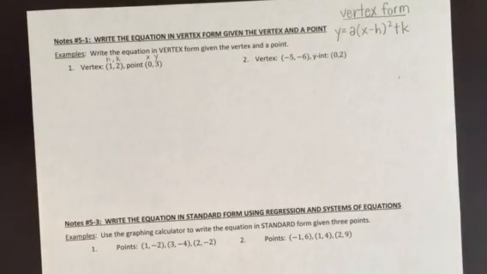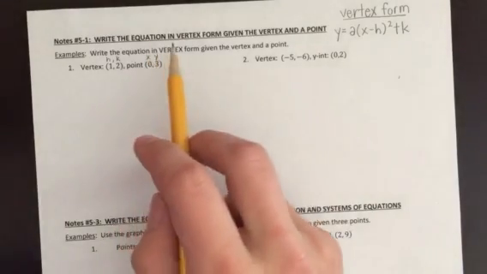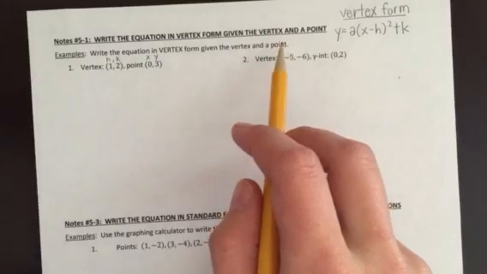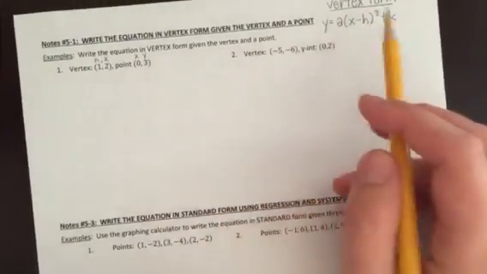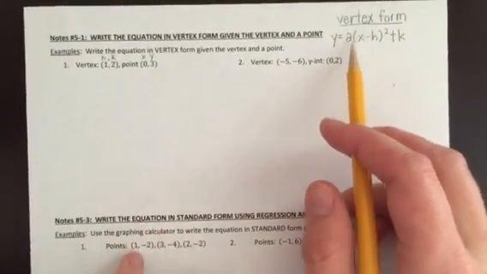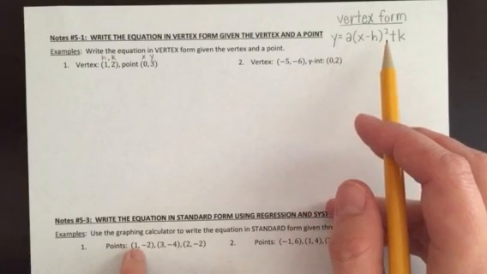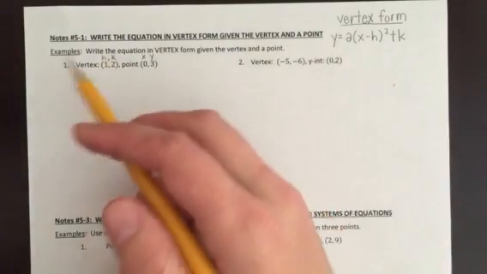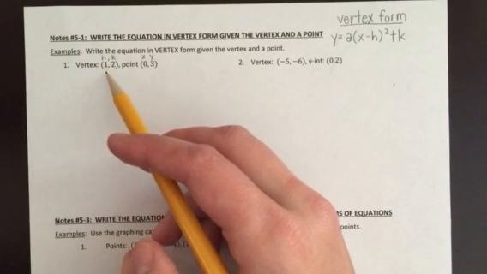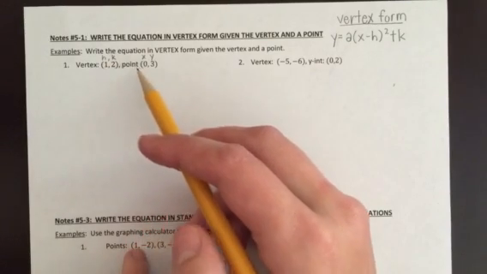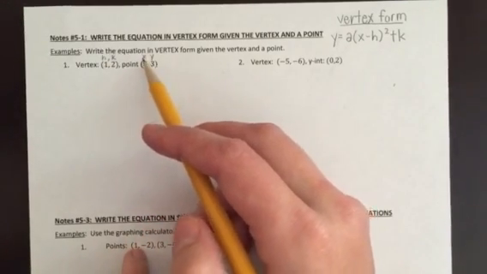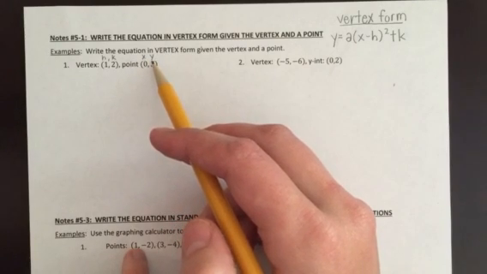Today we're looking at notes 5-1. Write the equation in vertex form given the vertex and a point. So I want you to recall that this is the vertex form of a quadratic function. Okay, and if we are given a vertex, which is h and k, and a point, we can just assume that's the x and that's a y.